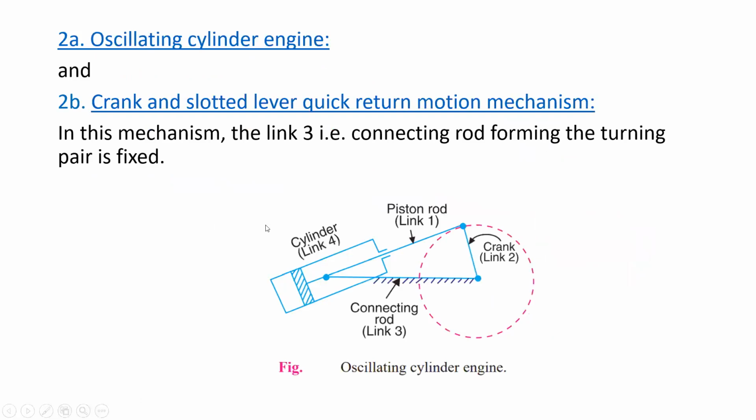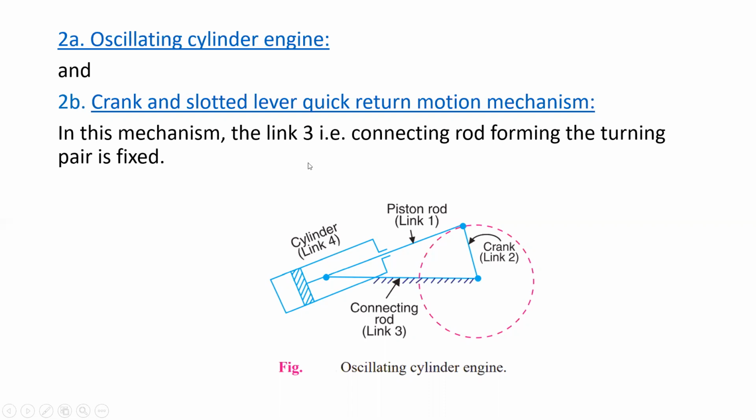It is called the oscillating cylinder engine mechanism. This mechanism was used in earlier ships, and it is used in steam engines. Steam will come here, the engine will oscillate, and its motion will be transmitted to the crank, and your ship will be propelled. I will show its animation also.